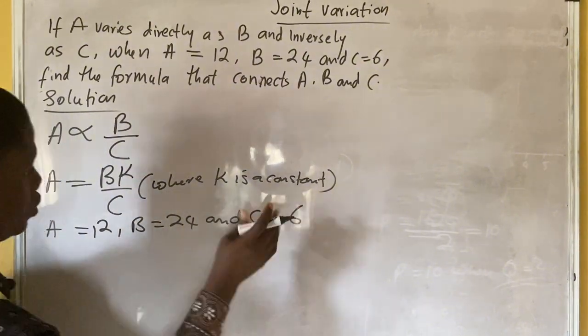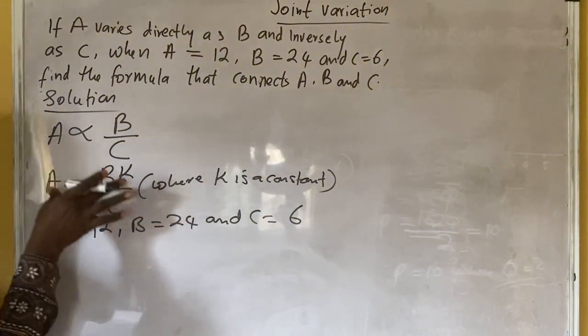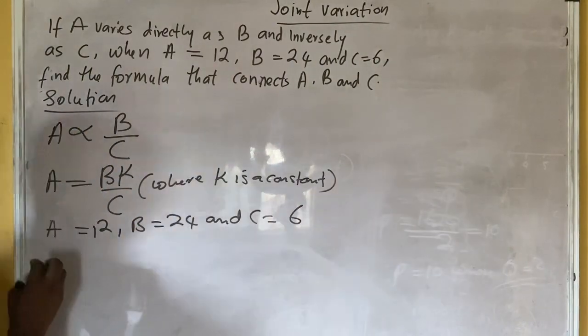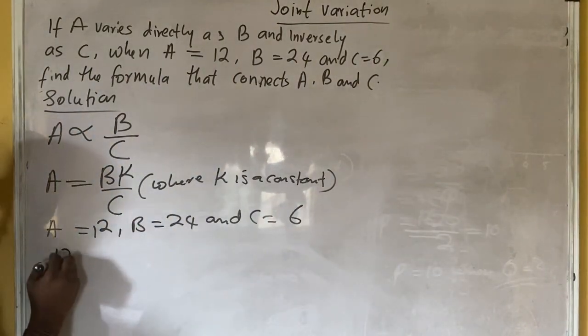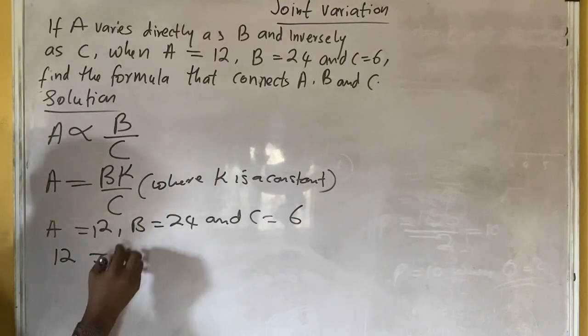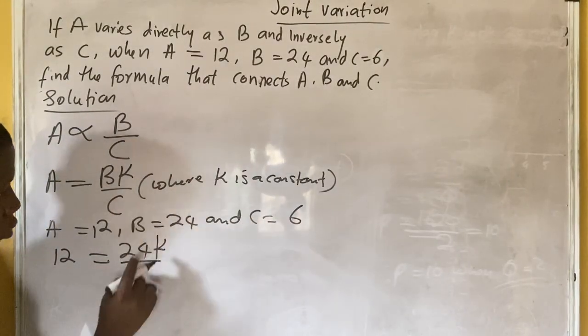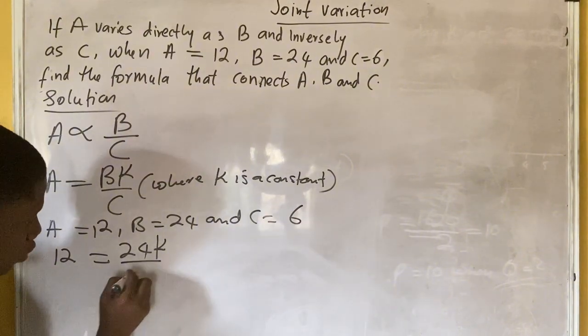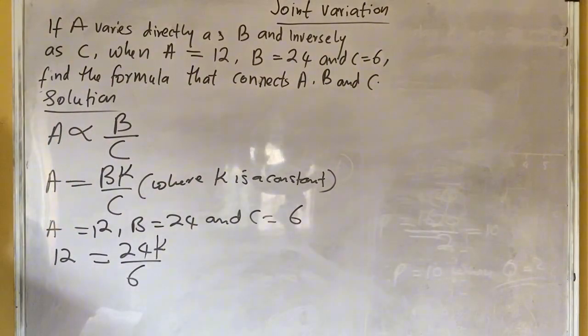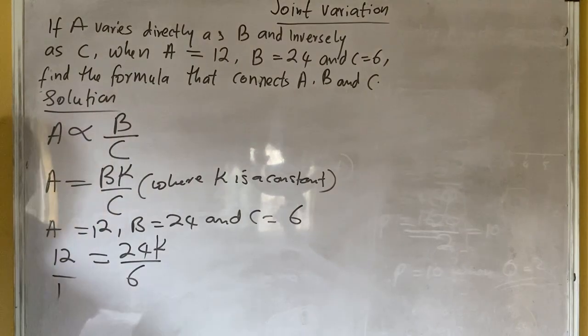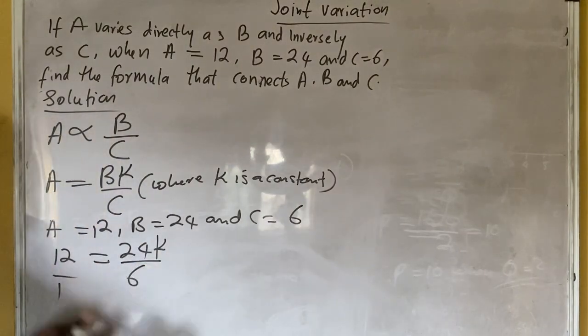We are told that A is equal to 12, B is equal to 24, and C is equal to 6. So let's substitute all this into this equation, and that will give us what? Our A is 12, so we'll have 12 equals, B is what? 24. We'll have 24K over, our C is what? 6.